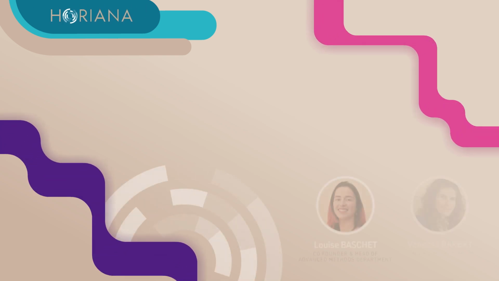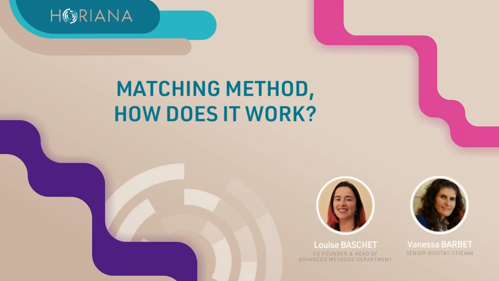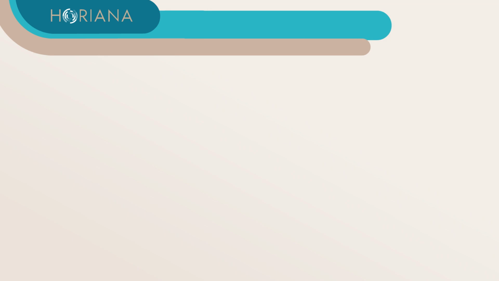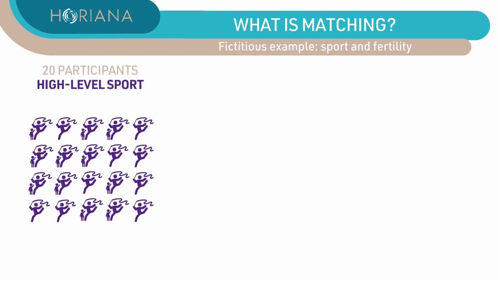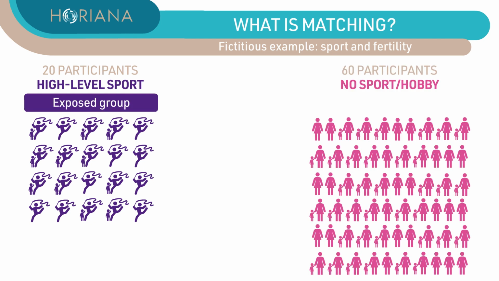Hello, we will explain the matching technique. To illustrate this, let's take the fictitious example of an observational study in real-world settings where we followed participants who wanted to get pregnant. 20 of the participants reported playing high-level sports, the so-called exposed group, and 60 did not play sports or just as a hobby, the control group.